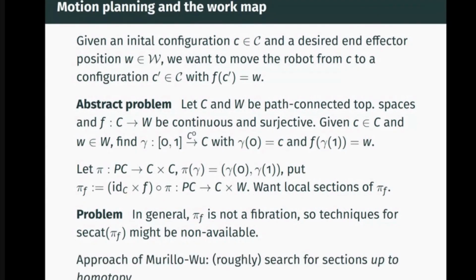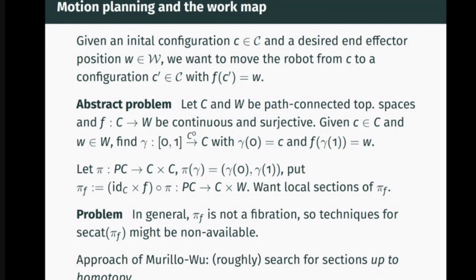Besides this problem with pi_f not being a fibration, there's another approach by Murillo and Wu, which I don't want to talk about today. Very roughly, we don't search for sections of pi_f, but for sections up to homotopy. So we can deform into sections, and then you can generalize the sectional category to this situation when you search for homotopy sections. This works, and then you get a lot of topology on your hands.